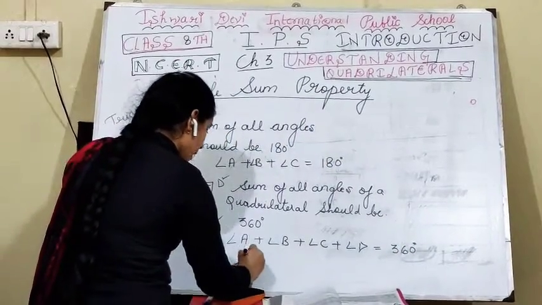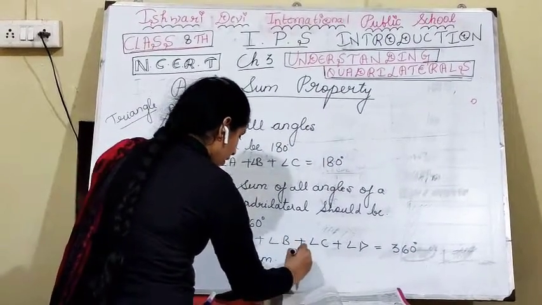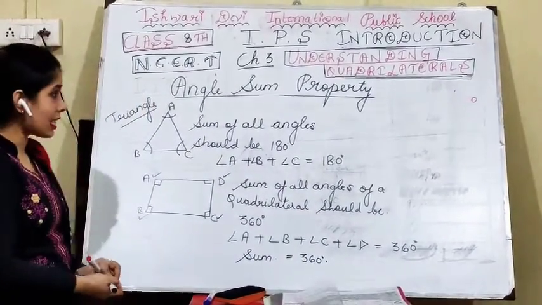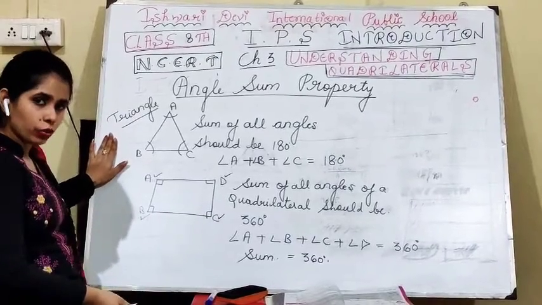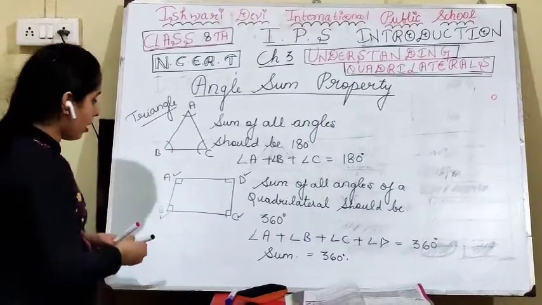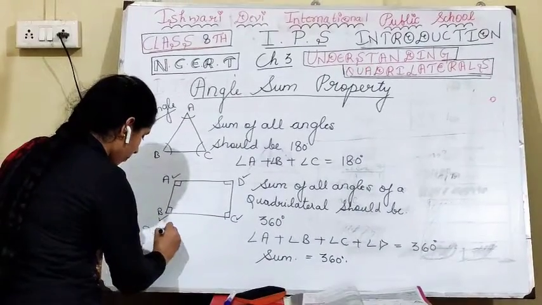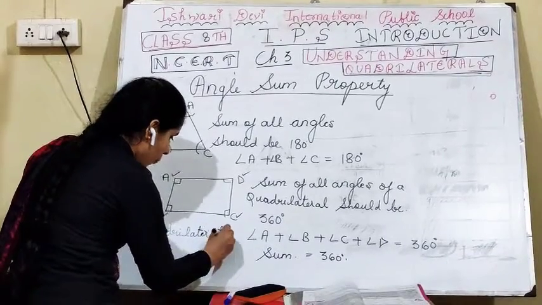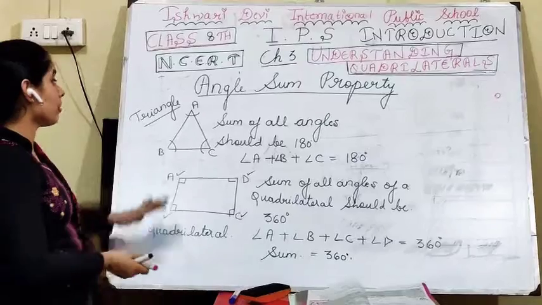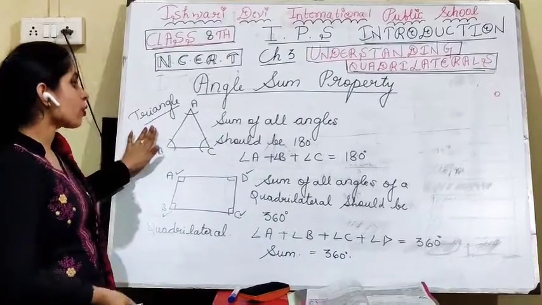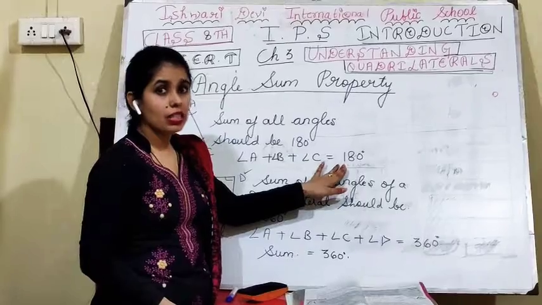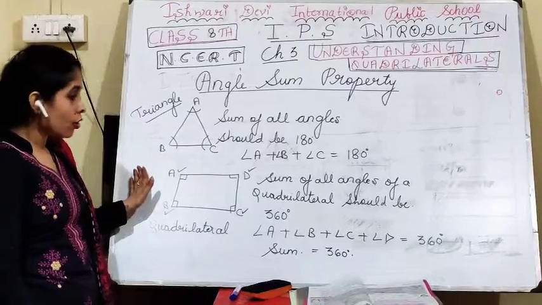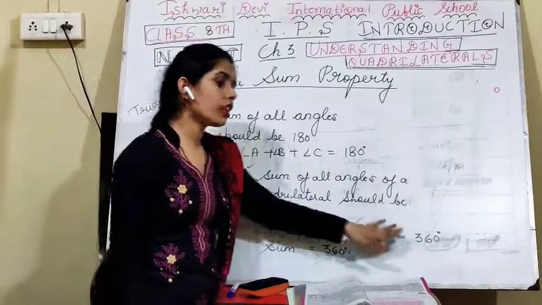Their sum should be 360 degrees. So this is known as the angle sum property of the triangle, and this is the quadrilateral. That means in a triangle, 3 sides are there and 3 angles are there, so the sum of the angles should be 180 degrees. In a quadrilateral, 4 angles are there and 4 sides are there, so the sum should be 360 degrees.